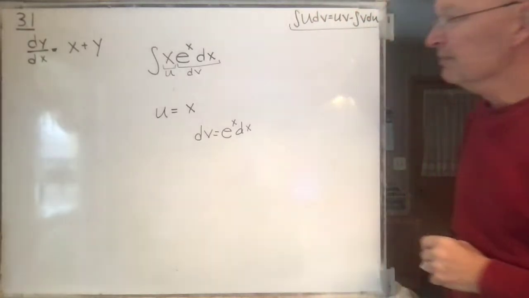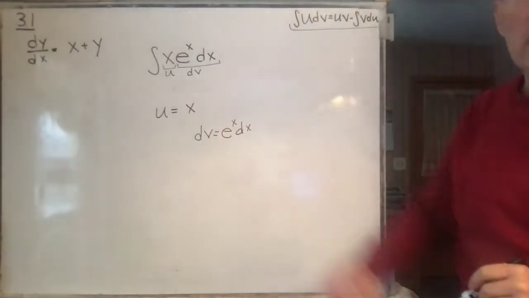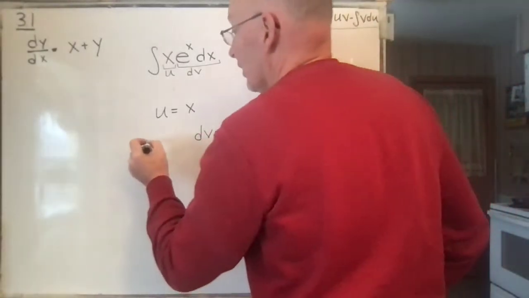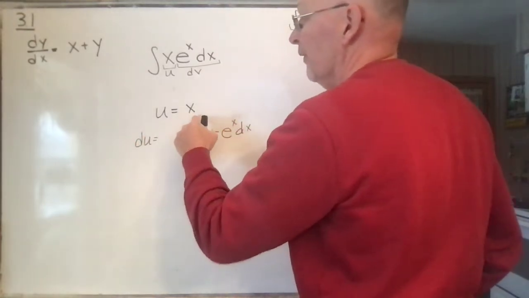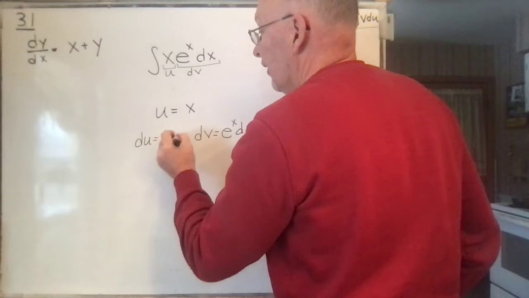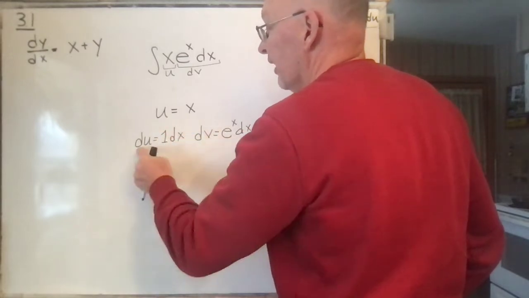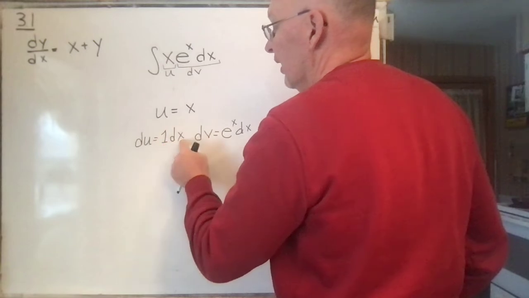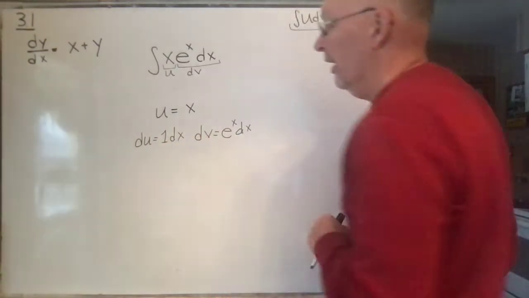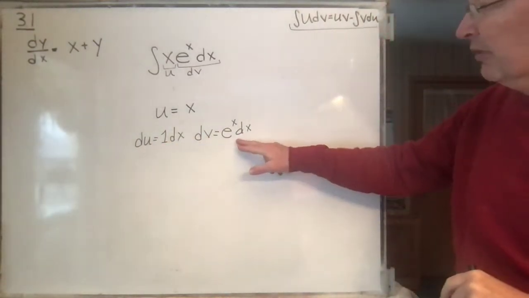Okay? Now, if this is u, then what's du going to be? du is the derivative of this. The derivative of x is just 1. And then you always have to slap on your dx when you take the differential. It's the derivative times the dx. So you have that. And now we have to go backwards.